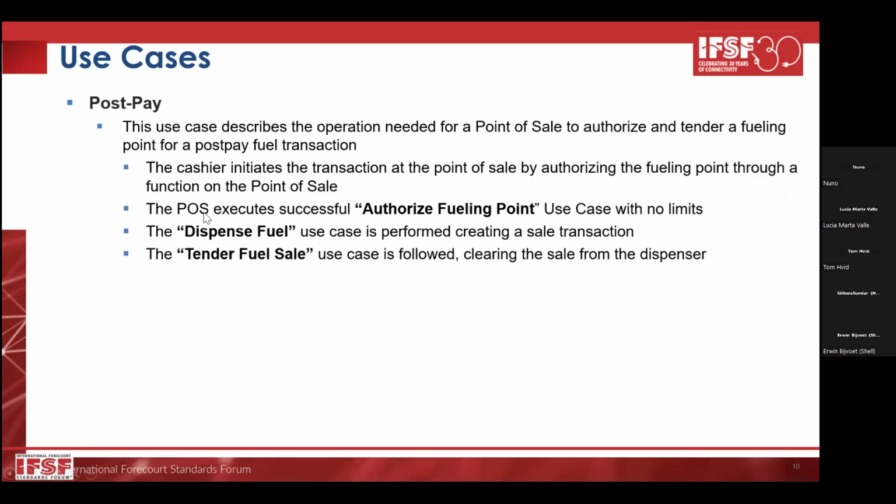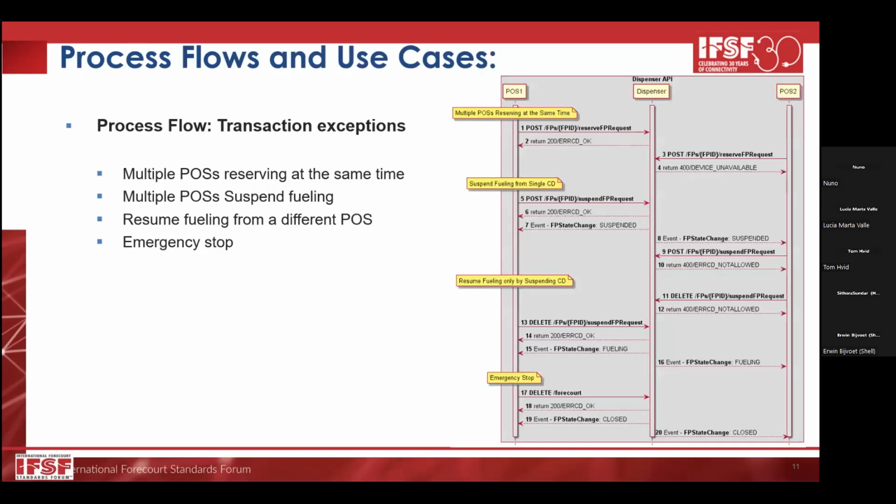So the controlling device or POS executes the authorized fueling without any limits, and then the dispense occurs. Once that is completed, the tender fuel will collect the fuel information and tender the transaction. As you can see, both scenarios use the same flows, but the use cases are different. Okay. Also, for example, exceptions are covered.